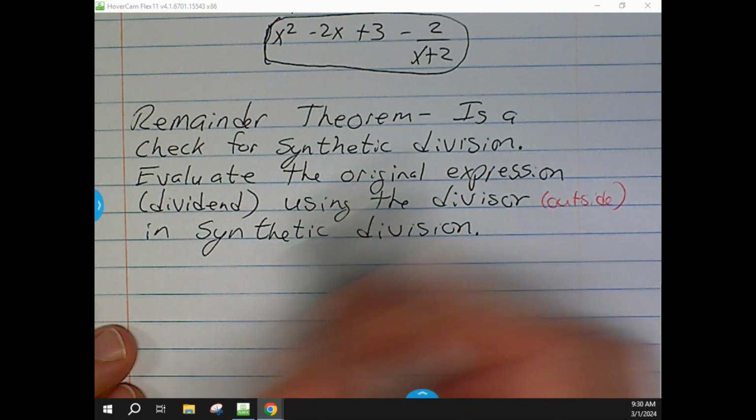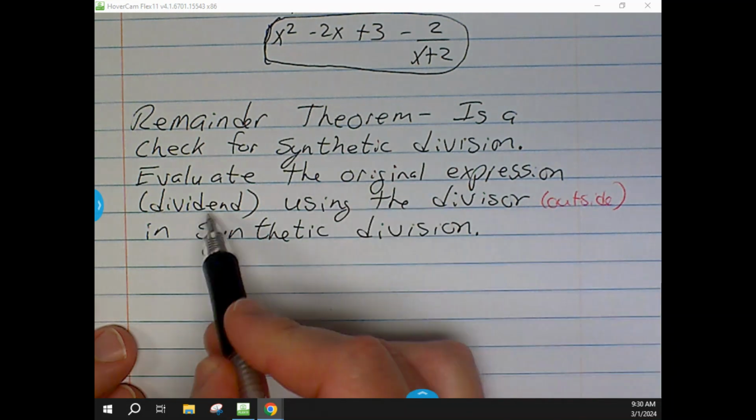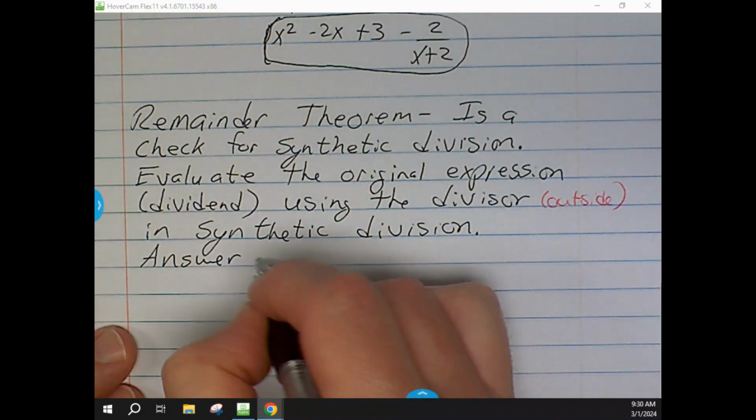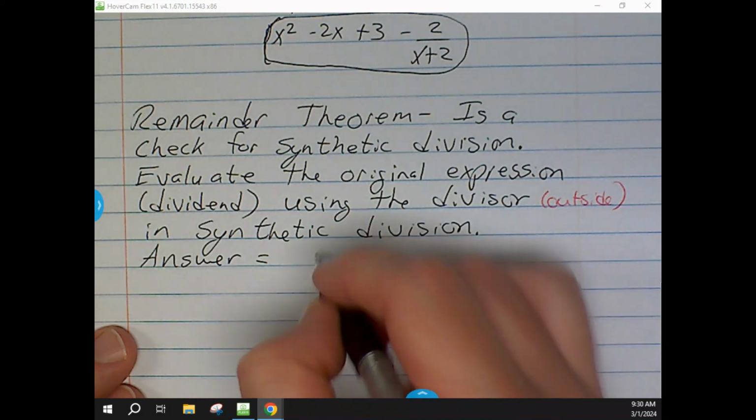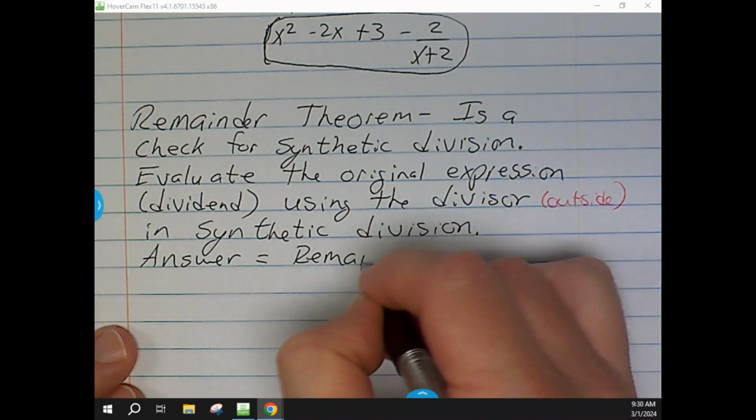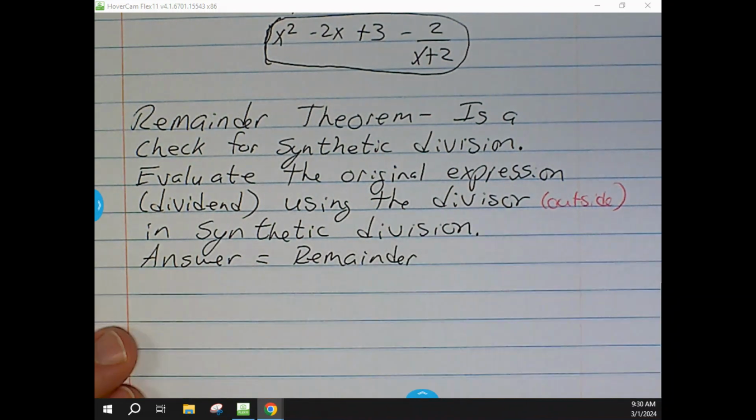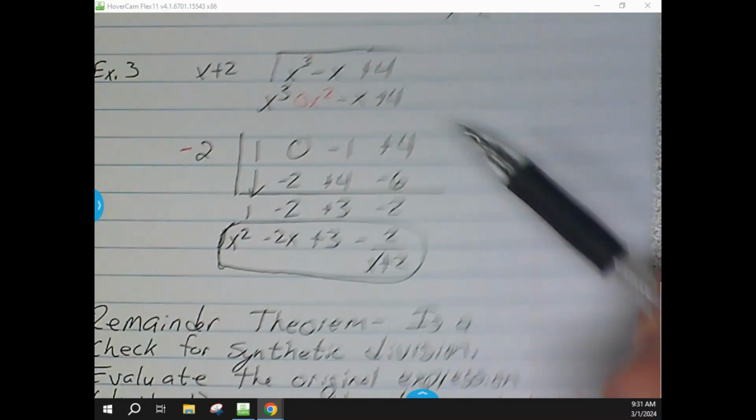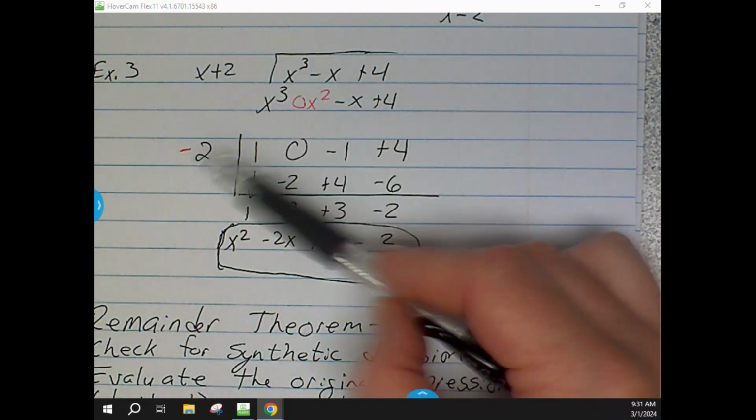Okay, and when you take this number and plug it back into the original expression, the answer you get should equal the remainder. So your remainder theorem answer when you plug in this number should also equal this remainder that's back here. So what we're going to do is take this problem we had back here and check to see if negative 2 actually was correct.